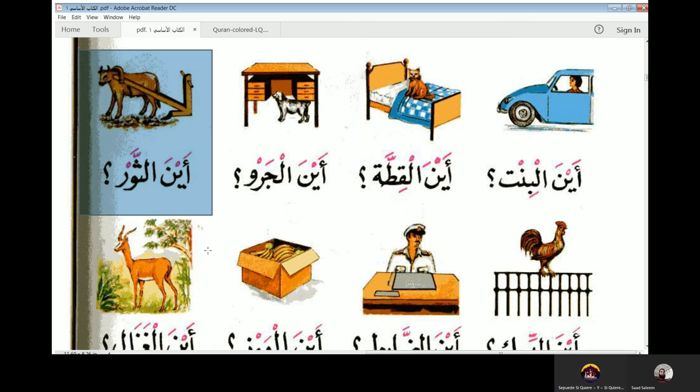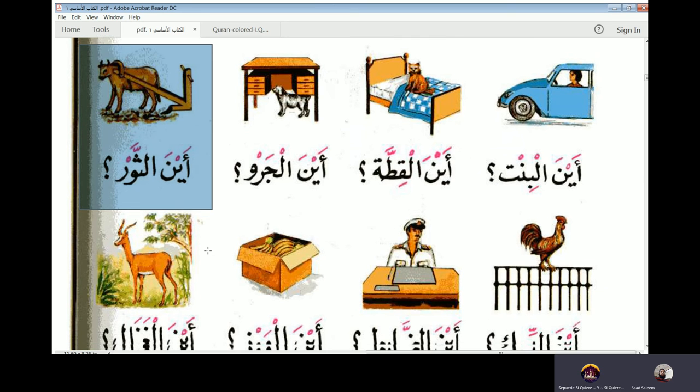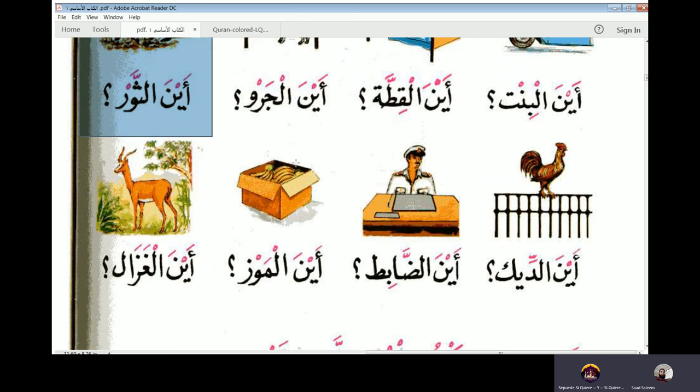أين الثور؟ Where is the ox? The ox is in front of the plow. Okay, the ox is, how do you say in front of? أمام المهراس. The ox is in front of the plow.